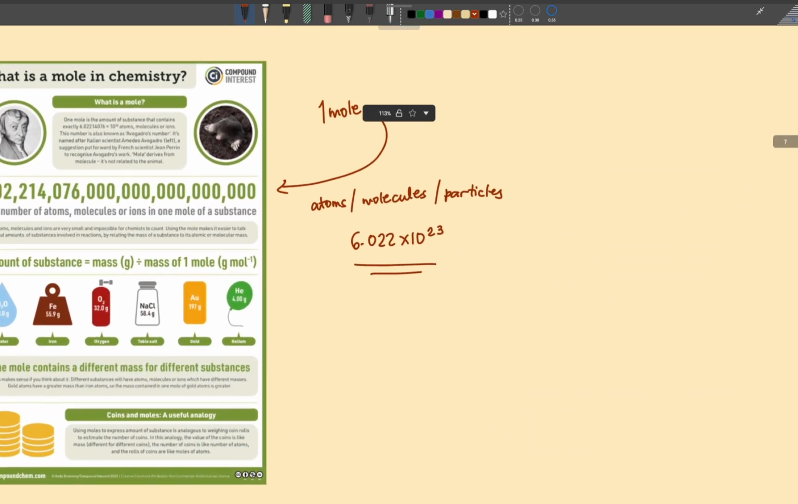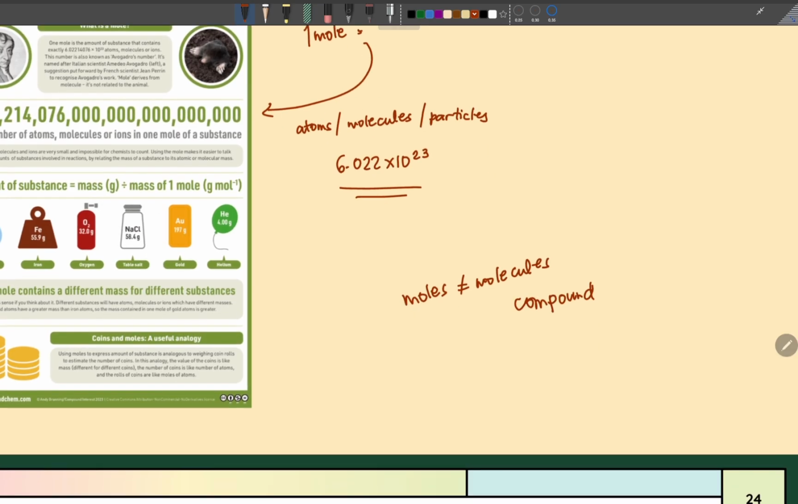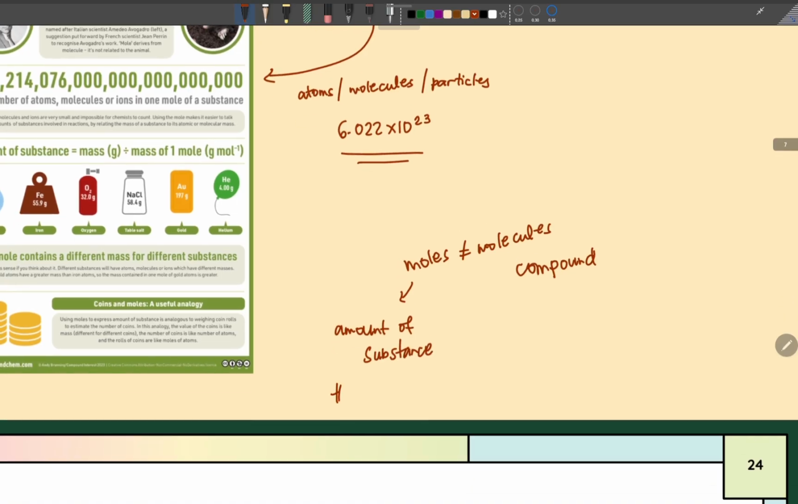Take note also that moles and molecules are not the same. When we say molecules, this refers to the compound. When we say moles, this is the amount of substance, and that refers to the number of atoms or molecules. While compounds are like H2O, CO2, and any other compound.